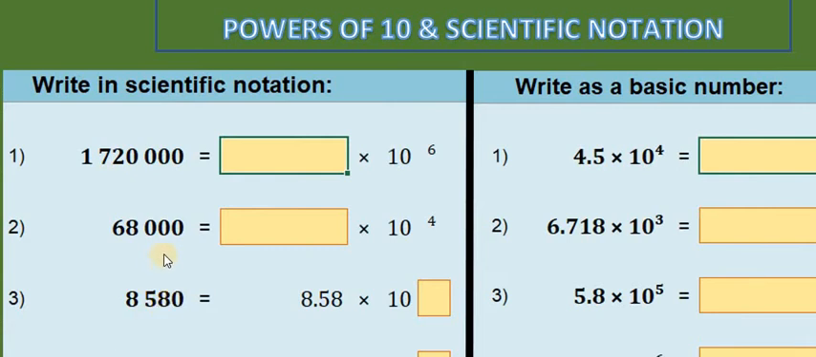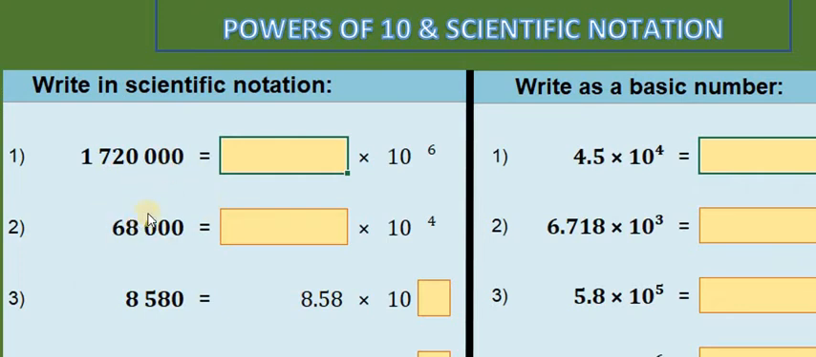Okay, so this is the part you've been waiting for. Writing numbers in scientific notation. 1,720,000. All right, so how are we going to do this? 10 to the 6th power. What times 10 to the 6th power will give us 1,720,000?